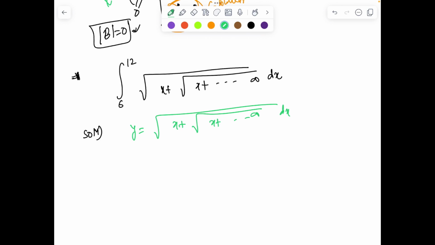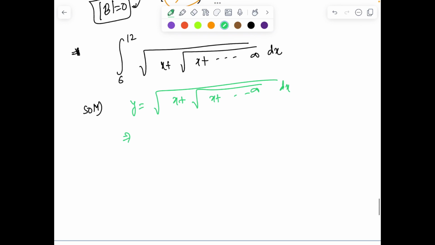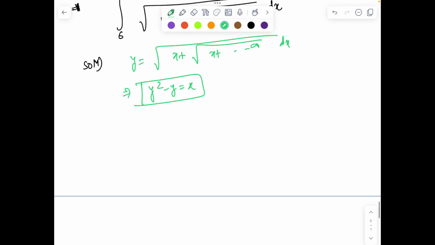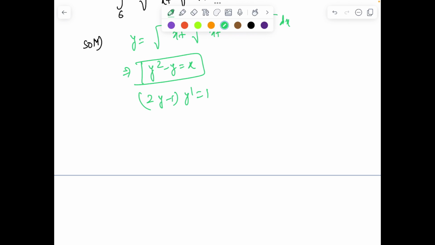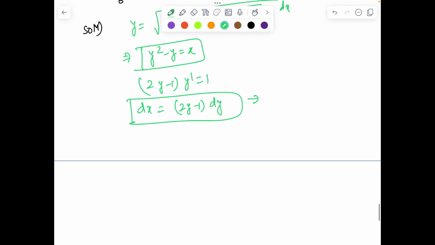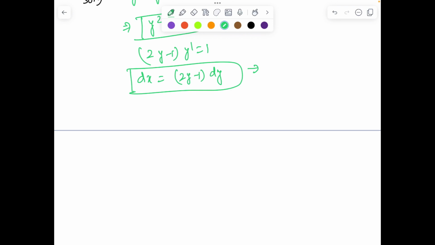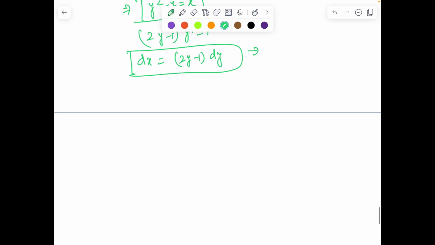So this till infinity, dx, I can assume as y, and if I square I get y squared minus y is x, and now with implicit differentiation it's 2y minus 1 times y dash is 1. So familiar calculus style, I can write dx as 2y minus 1 dy, and this is thanks to Leibniz for this notation, because dy by dx is not a number, it's not a fraction, but still we can use it by the great Leibniz notation.